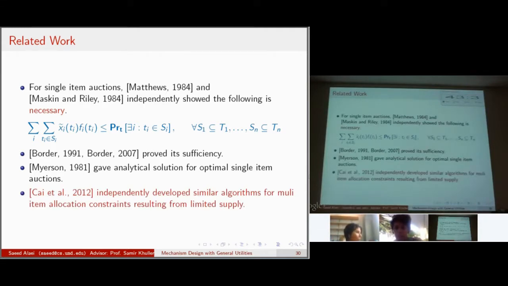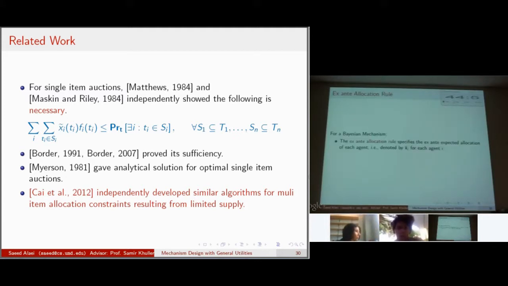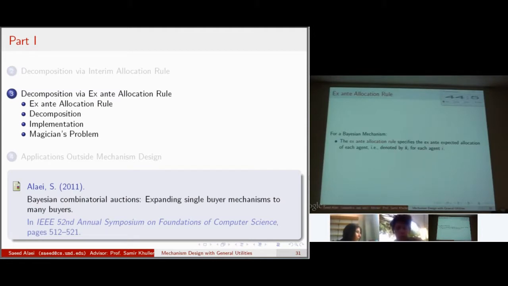And here are a couple of other related works. Myerson gave an analytical solution for optimal auctions for a single item. And this paper here, Cai et al., which is a recent paper, independently developed similar techniques for additive valuations where the only combinatorial constraints are supply constraints. You cannot use this continuous type space, which has infinitely many types.